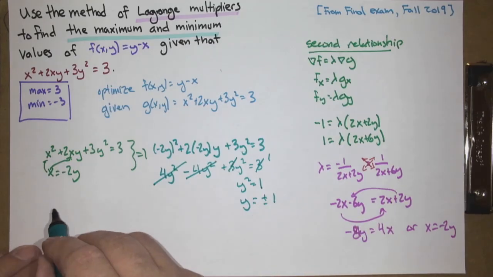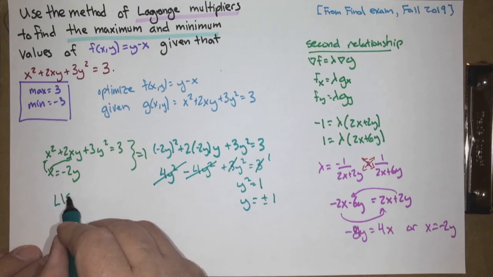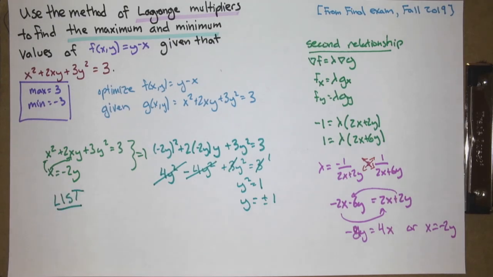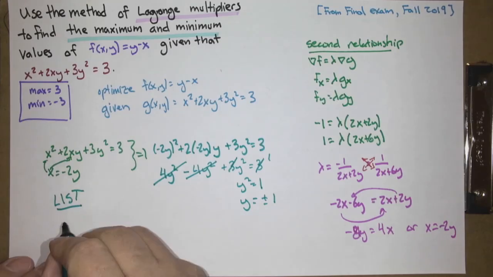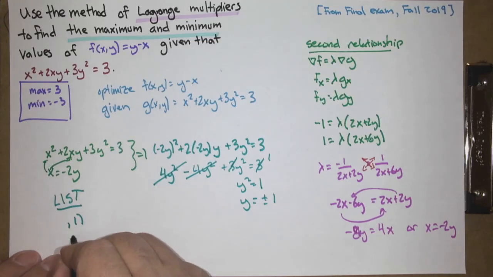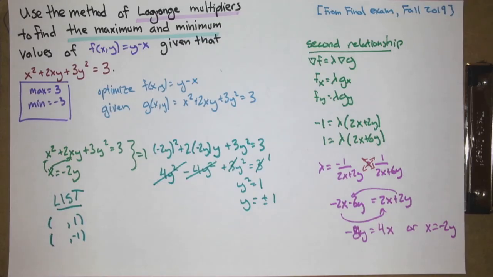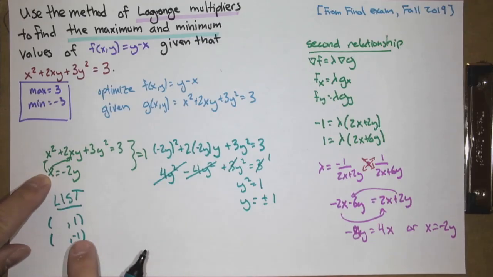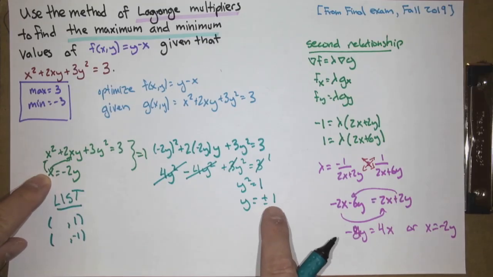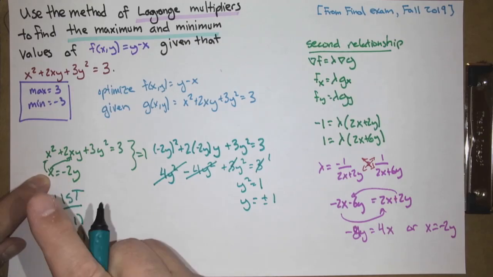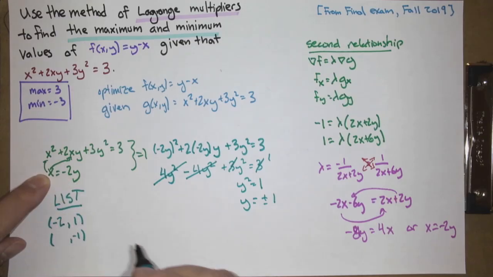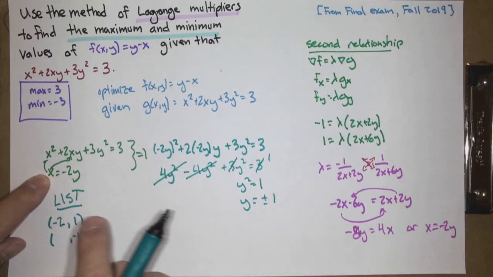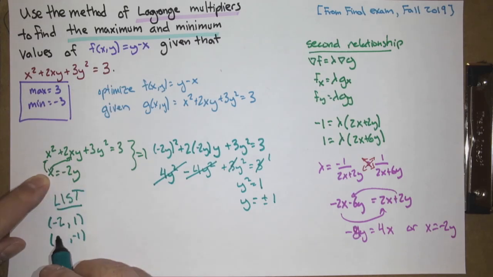Okay, so that's leading us towards points. Really, the Lagrange multipliers are saying, look at these points. These are the good points. So we now know the y values are 1 and negative 1. Where do we get the x values from? Yeah, the substitution. So if y is positive 1, x is negative 2 times 1, so that makes a negative 2. If y is negative 1, x is negative 2 times negative 1, so that makes a positive 2.